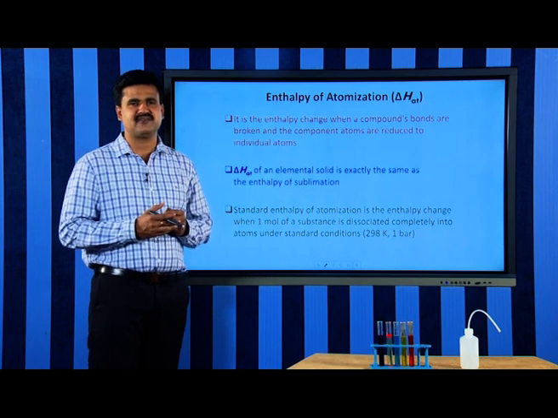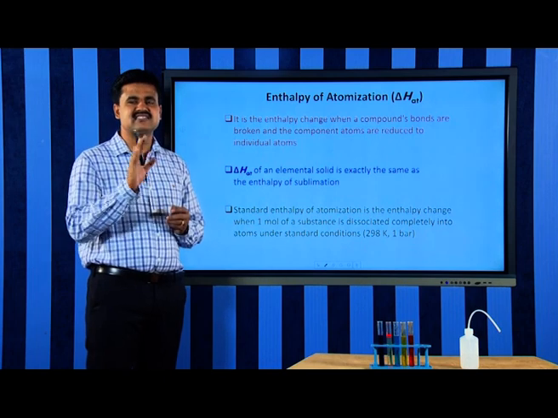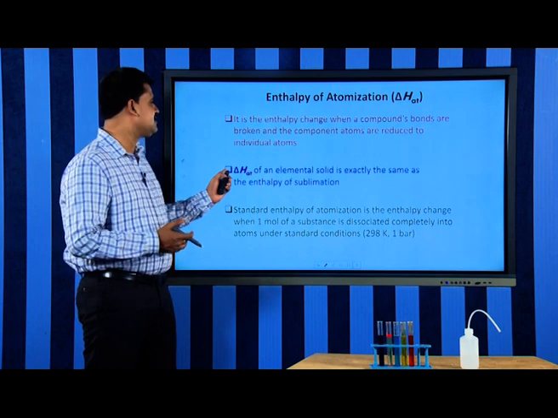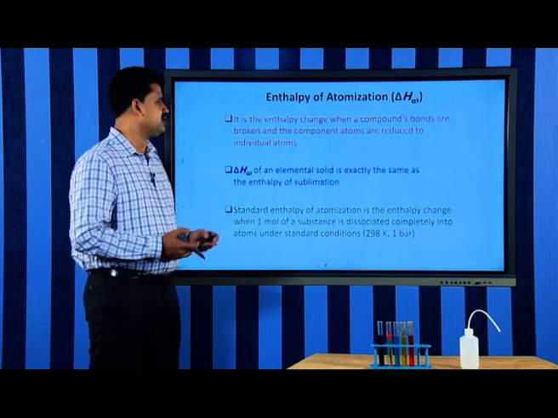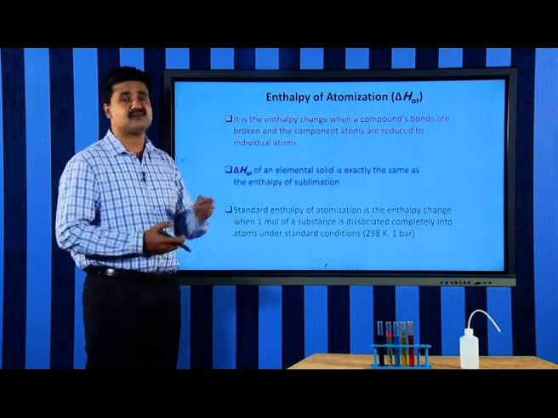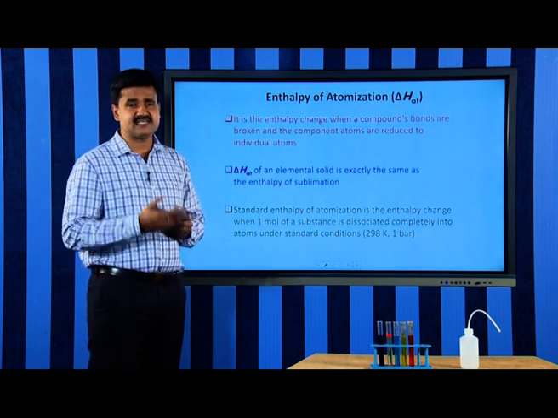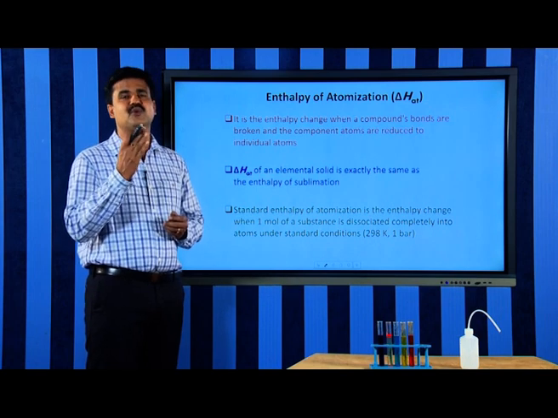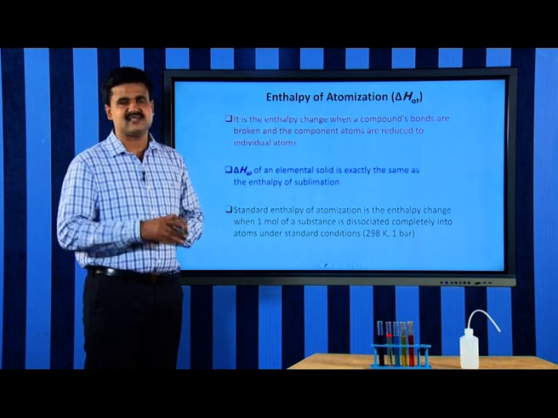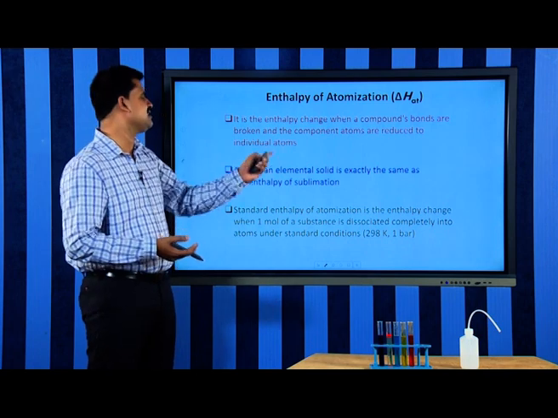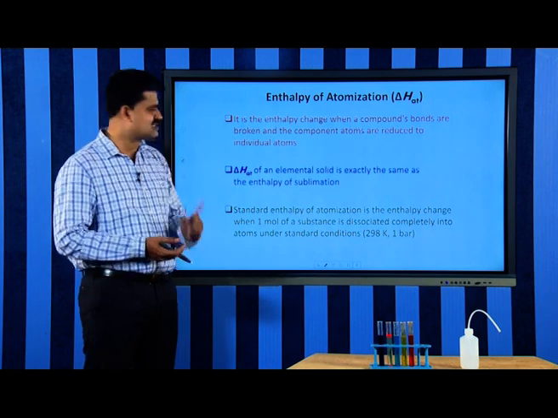For example, enthalpy of atomization of hydrogen means H2 completely broken into hydrogen atoms, and hydrogen still exists in the atomic state. Delta HAT is its notation. Delta HAT of an elemental solid is exactly the same as enthalpy of sublimation. Then what is enthalpy of sublimation? Enthalpy of sublimation is defined as the enthalpy change during the conversion of 1 mole of a solid completely into vapor state without passing through the liquid state. That transformation is called sublimation. So in the case of an elemental solid, enthalpy of atomization is the same as enthalpy of sublimation.